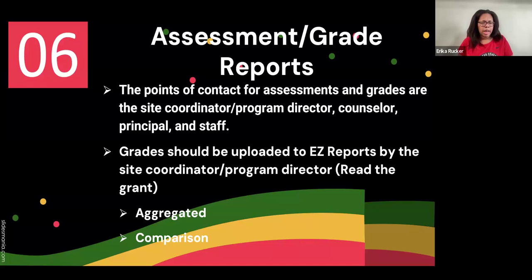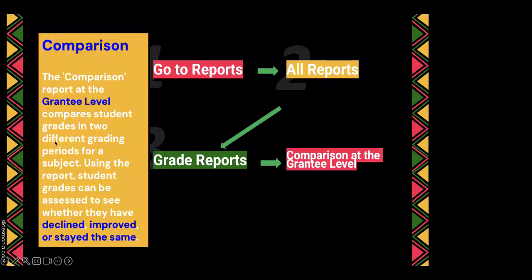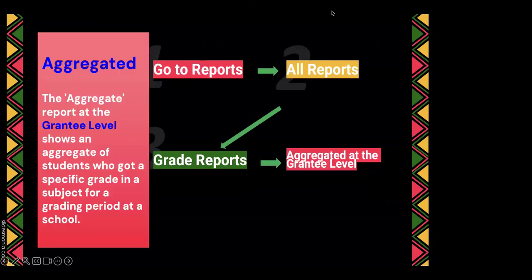Then in there, you can aggregate and compare those grades. And tell them also, you all remember that if they don't put any grades in, you cannot aggregate nor compare any grades, because Easy Report is only going to give you what has been uploaded into Easy Report. So sometimes you call and say, well, where are the grades? Well, Easy Report doesn't automatically put those grades in. That has to come from either the program director or the site. It's not an automatic thing. So they have to upload those grades into Easy Report.